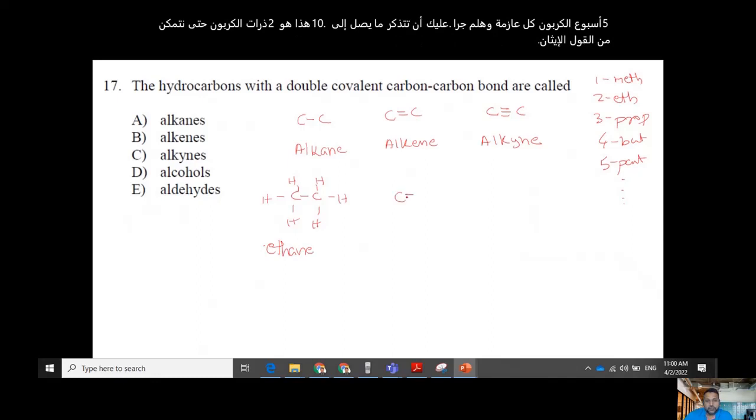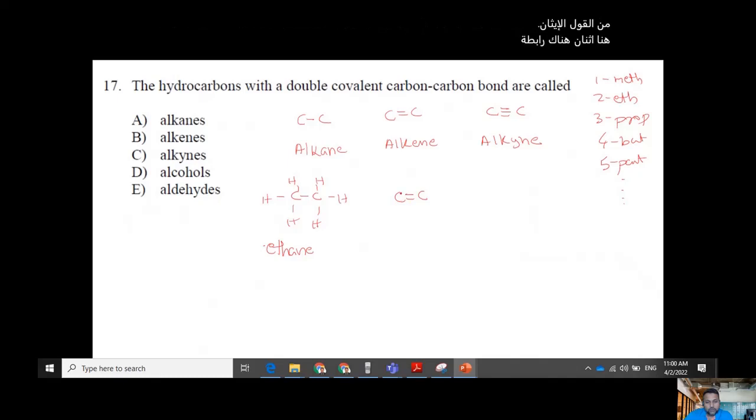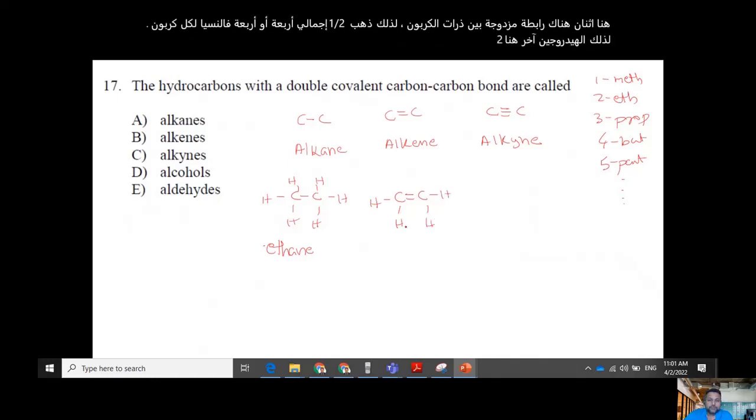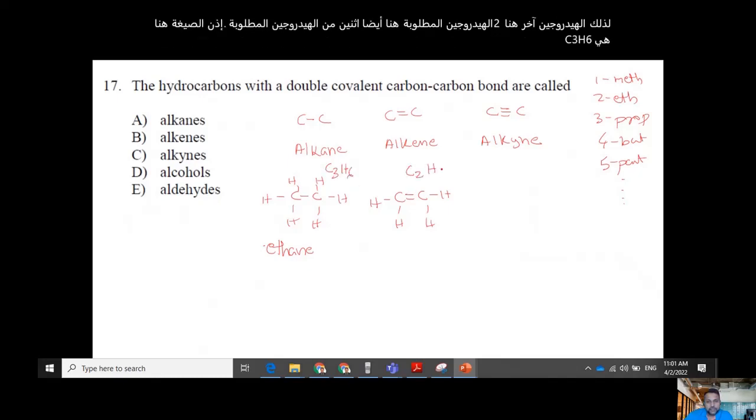Here there is a double bond between the carbon atoms, so 1, 2 have gone, and with a total valency of 4 for each carbon, 2 hydrogens are required here and 2 hydrogens are required here. So the formula is C2H4. It has a double bond and 2 carbon atoms, so we call it ethene.